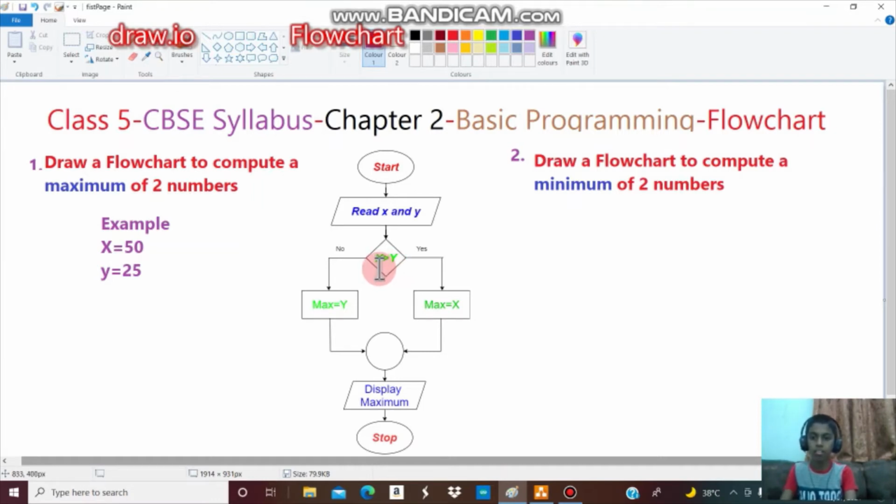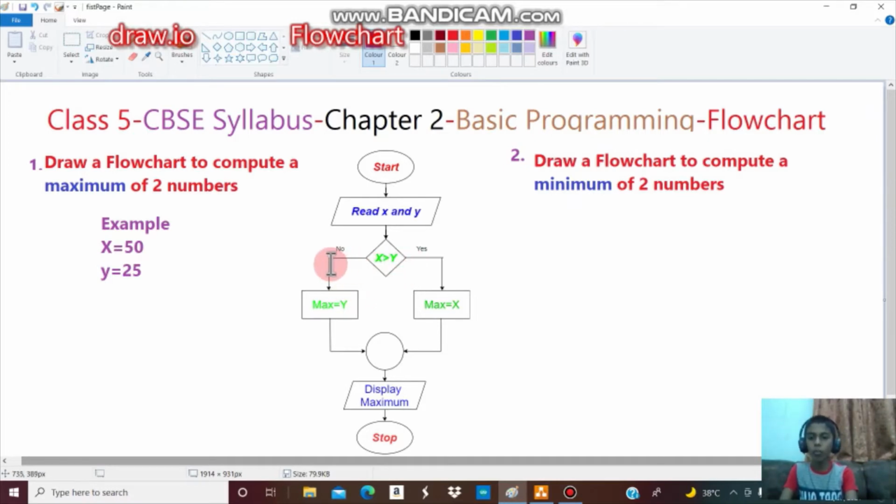So what is X? Let me tell you an example. X is equal to 50 and Y is equal to 25. So, we are going to see which number, X or Y, is the maximum number. That's what we are going to see. So, X is greater than Y. We have the greater than symbol here. It's saying X is greater than Y.